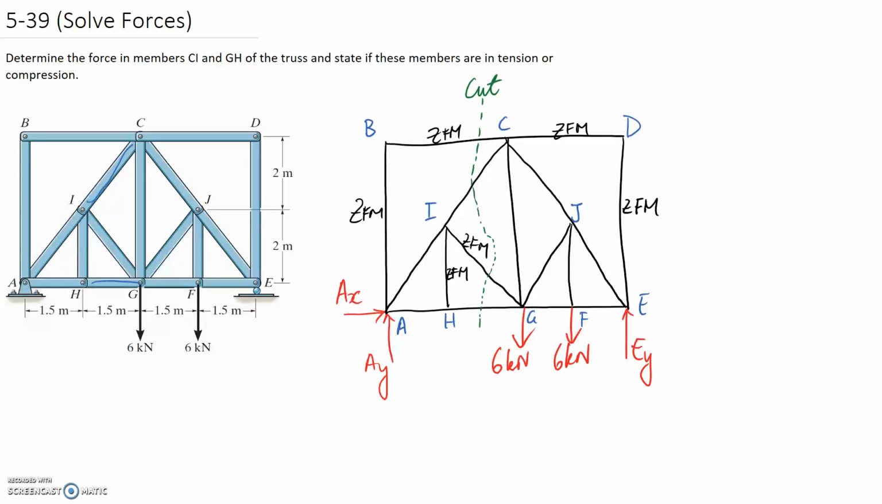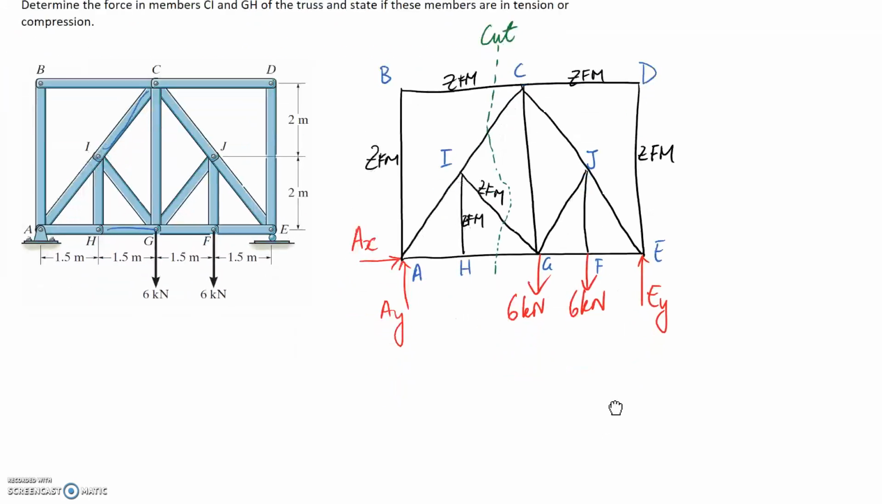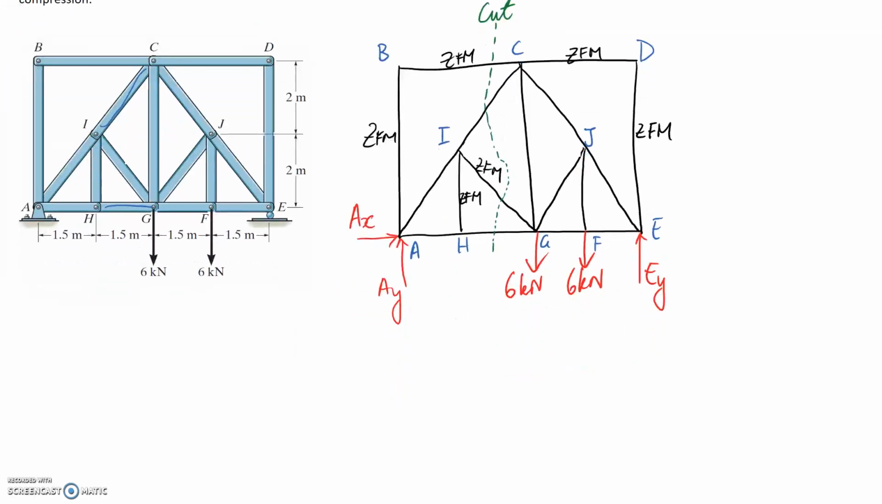Now we have a choice of taking the left hand side or the right hand side of our structure. I think I'm going to take the left hand side, but what that means is I'm going to have to solve for both of my reactions, AX and AY, so that I have those as being known. So let me start with that, and then we'll jump on to just looking at the left hand side. Of course, if you were to take the right hand side, you'd need to solve for EY as your unknown.